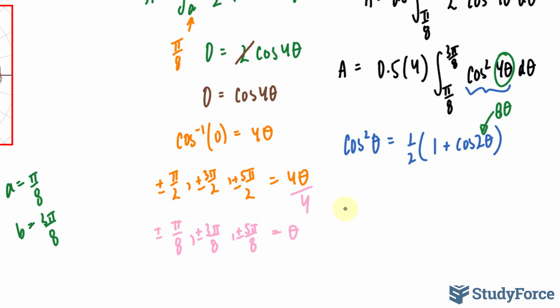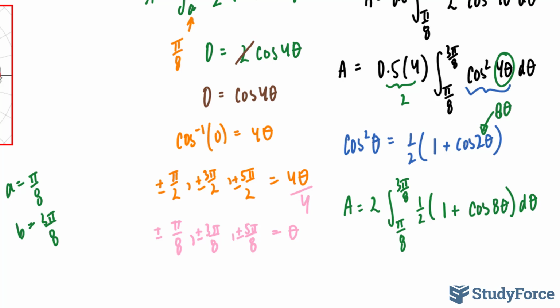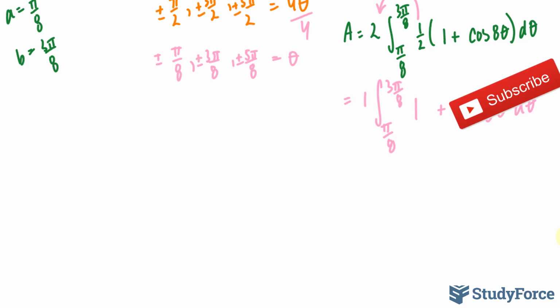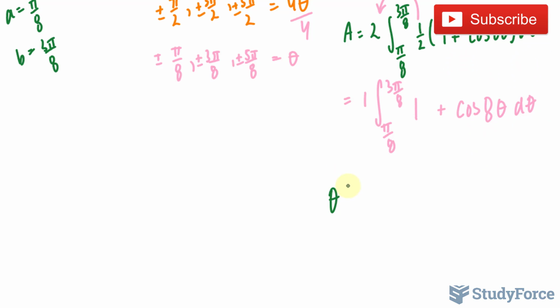Therefore, I'll integrate. A is equal to 2, remember this is equal to 2 times the integral between pi over 8 and 3 pi over 8. Then we have half bracket 1 plus cosine 8 theta d theta. Pulling out this half, 2 times half is equal to 1, times the integral between the same bounds as before. And now we need to integrate 1 and cosine 8 theta. Not hard to do. In fact, the integral of 1 is equal to theta. We can pull that out.